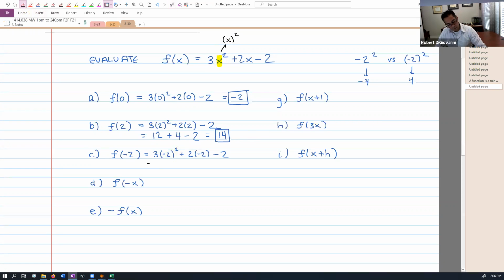Okay, Carissa, you want to keep going? Sure. So the -2 in parentheses to the second power would equal +4. So then 3 times 4 is 12. Plus 2 times -2 is -4. And then -2. And then that would give us 6. Good job. Things are flowing pretty good here.